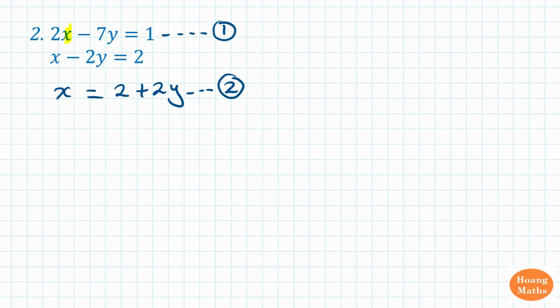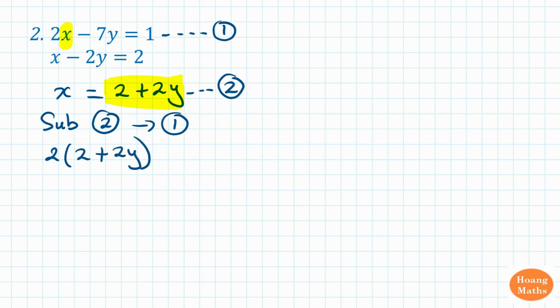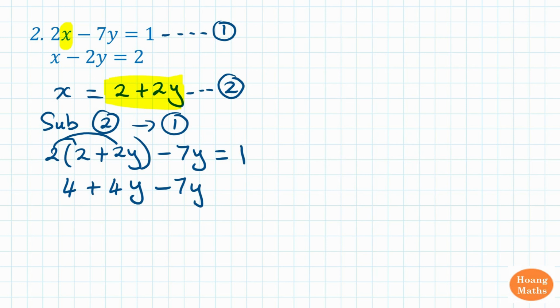In other words, 2x becomes 2 times 2 plus 2y. So substitute equation number 2 into equation number 1. So 2x means 2 lots of 2 plus 2y, and we minus 7y is equal to 1. So we remove the bracket, so 2 times 2 is 4, 2 times 2y is 4y. And then minus 7y, which we write down, and then 1, which we write down.